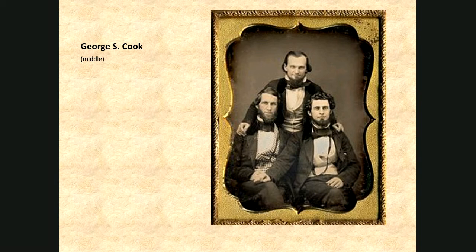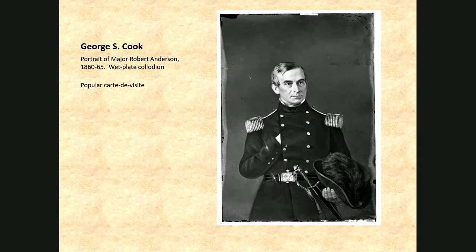He was settled in the South, and as the conflict escalated, he would center his photography specifically on the Confederate subjects. So here we have this photograph that he made of Major Robert Anderson, who was in command of the Federal troops at Fort Sumter. And you can see here that it is a wet plate collodion. So that means that George S. Cook was using that collodion process in which he had to make the plate, put it in the camera immediately, take the photo, and then immediately process it.